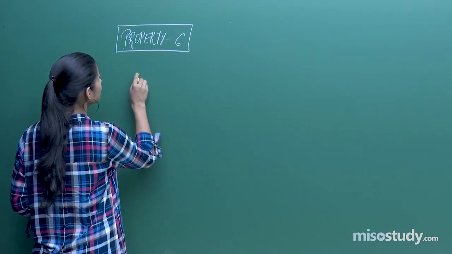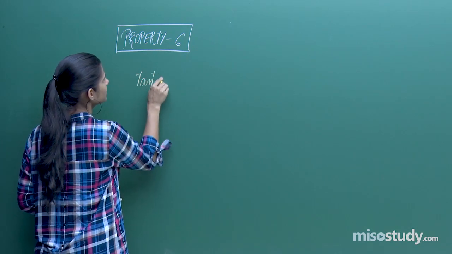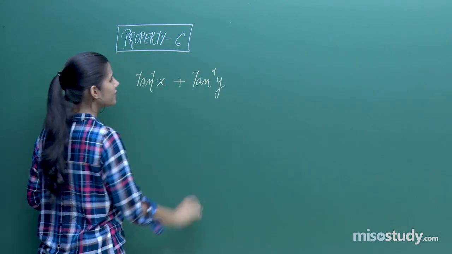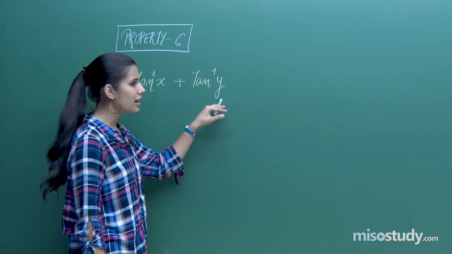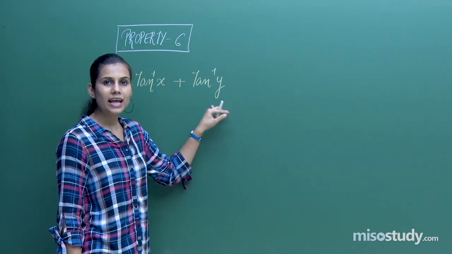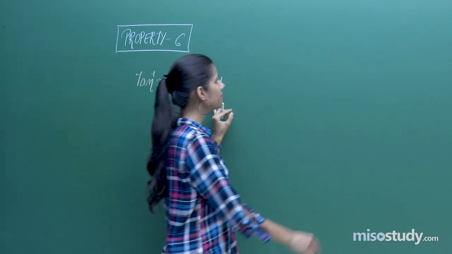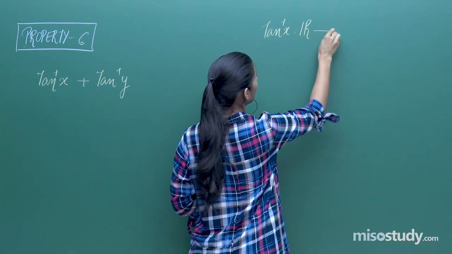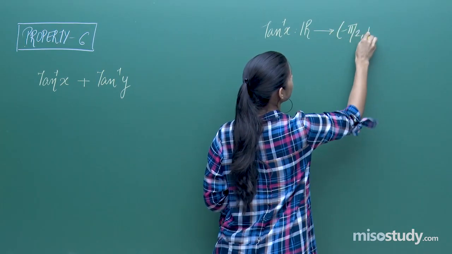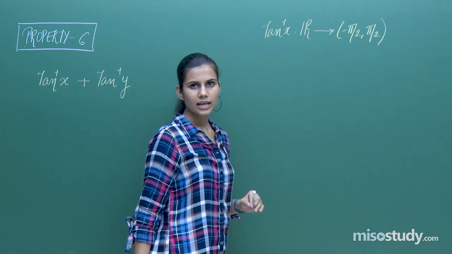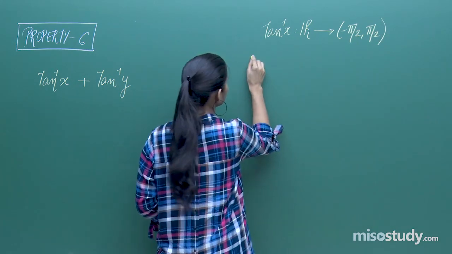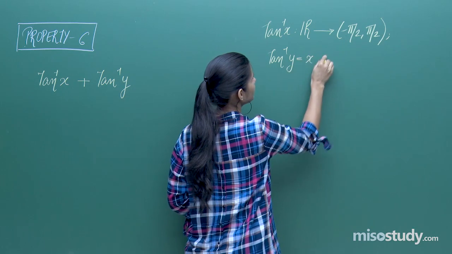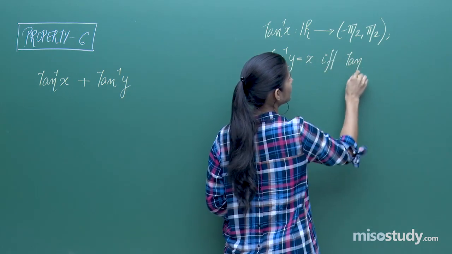Property 6 says that specifically for the tan function, if I am interested in the sum of tan inverse x and tan inverse y, where x and y are two inputs which are valid for the function tan inverse. Please always keep in mind that tan inverse is a function from the collection of all reals to the open interval minus pi by 2, pi by 2. First of all, let me write that tan inverse y is equal to x if and only if tan x equals y.